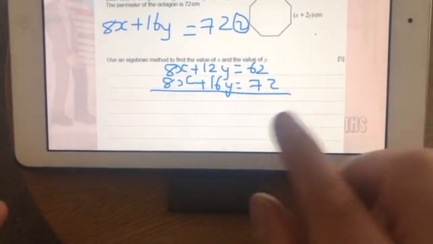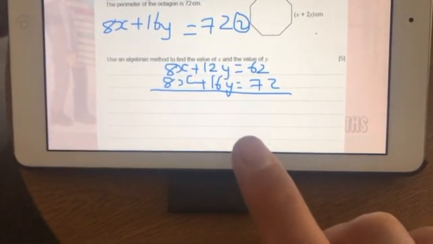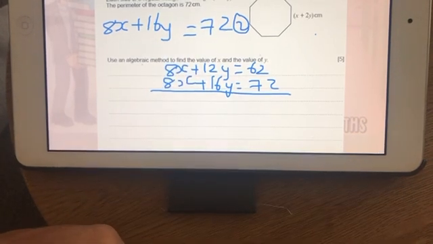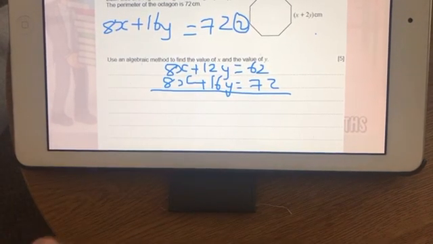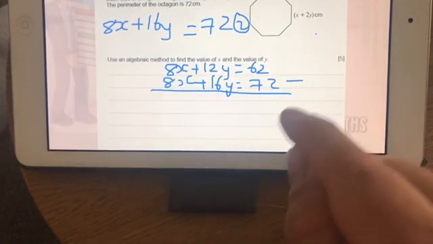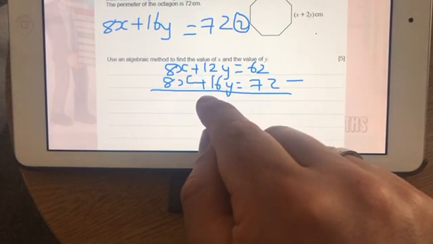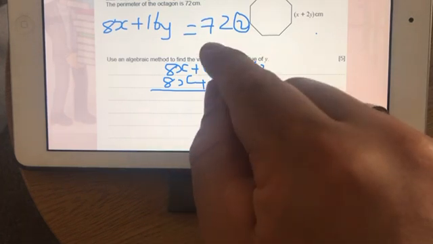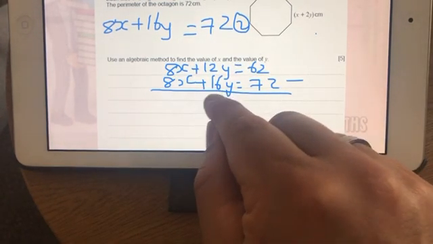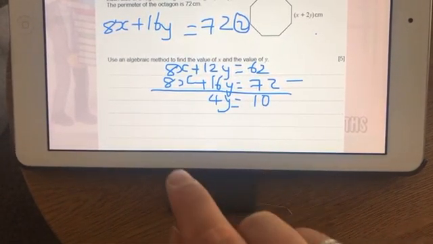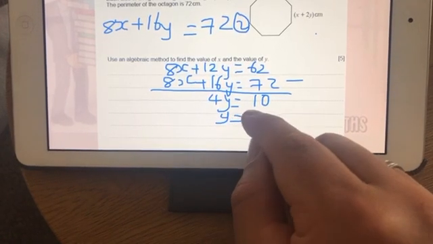Okay, that's the first bit done. Once you've got that nailed, and you've got that in front of you, we can find out what x and y are. And my advice, normally we try and get the x's the same, and that's a good way to go about it. However, we don't have to on this one. The x's match up. It doesn't happen very often, but the x's match up on this one. What I'm going to do instead, I'm just going to take them away as they are, because the 8x and 8x will cancel each other out. 16 take away 12. Remember the big numbers are on the bottom. 4y equals 10. And then 10 divided by 4 gives you y is 2.5.